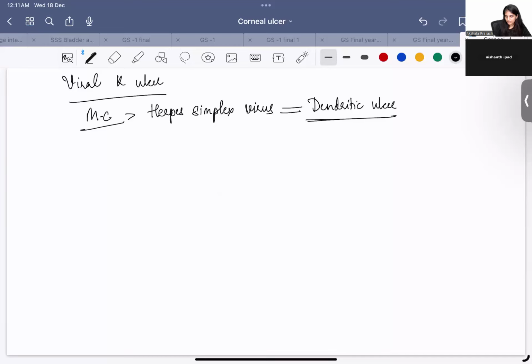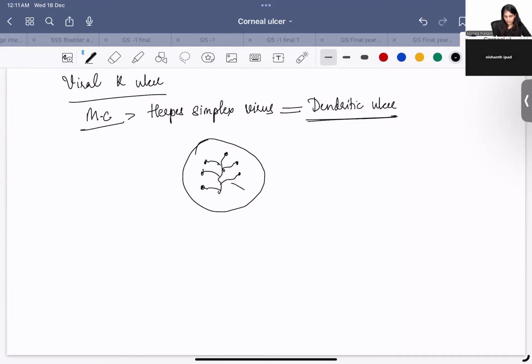Why do we call it a dendritic ulcer? What do we understand by dendrite? It is long, it is branching, and it has terminal bulbs. So if this is your cornea, you have your dendritic ulcer here.